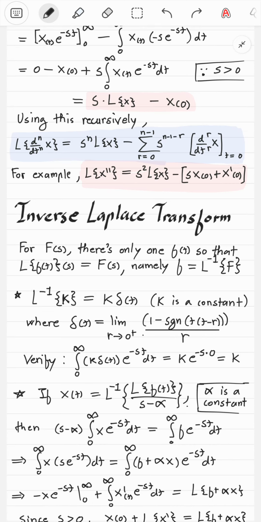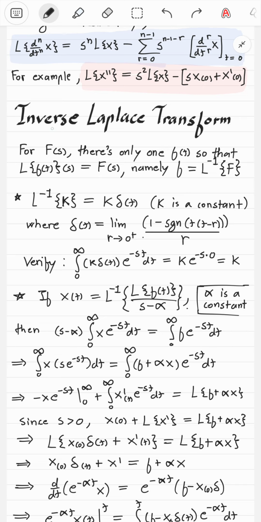Okay, that's awesome. You can of course figure out x triple dash and whatever using this formula. I won't be doing that. Okay, next let's go to the thing called inverse Laplace transform.